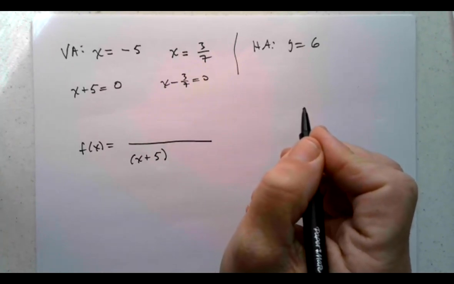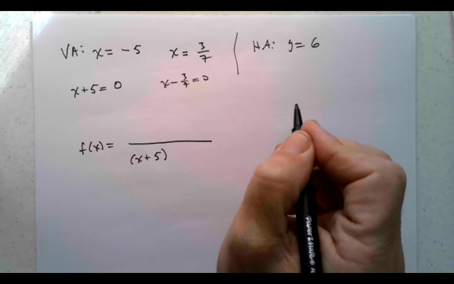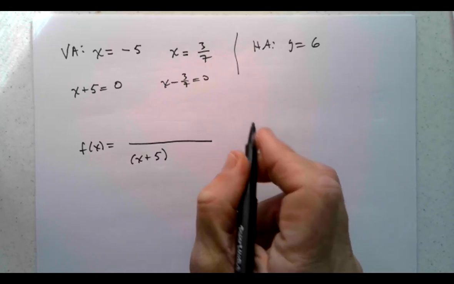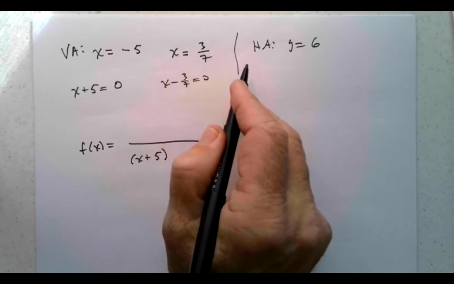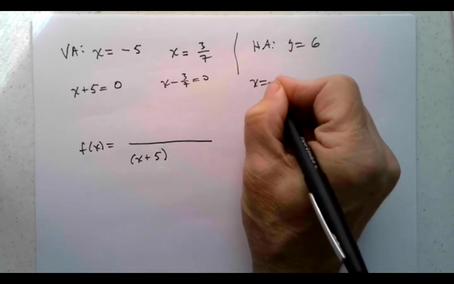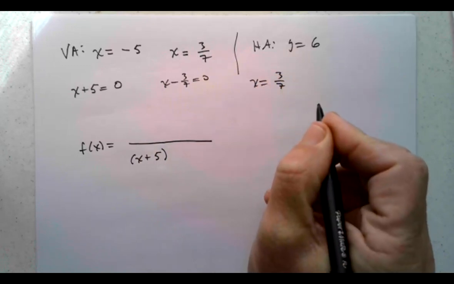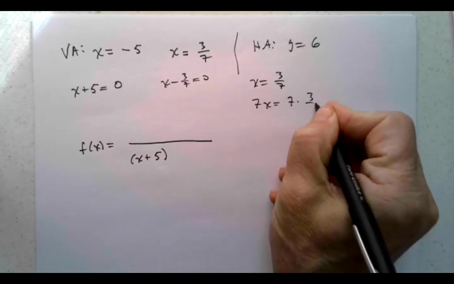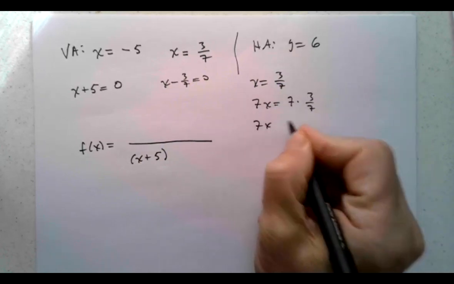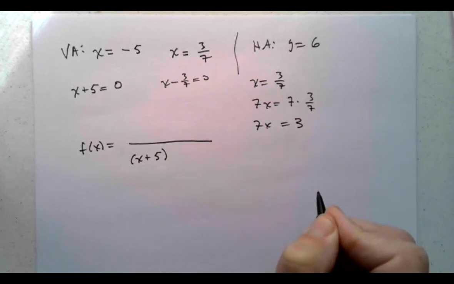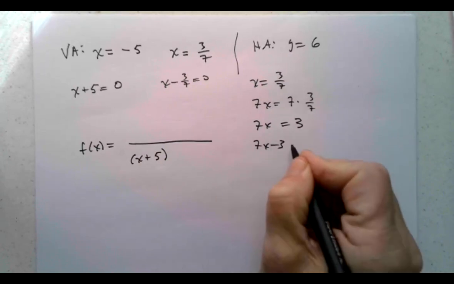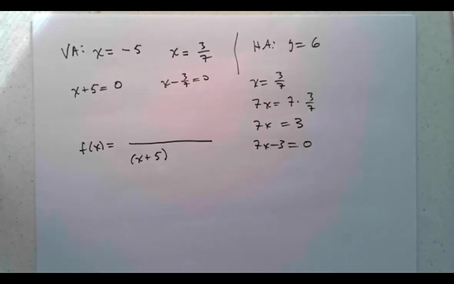The problem with that is we don't have a simple way to do that. I could write x minus 3/7 downstairs, but that's not simplified. So maybe better than that, let's multiply both sides by 7. So currently we have x equals 3/7. Multiplying both sides by 7, I get 7x equals 7 times 3/7. So we get 7x equals 3. Now subtract 3 from both sides, and we get 7x minus 3 equals 0. So if that's the case, we're going to have a 7x minus 3 in the denominator.